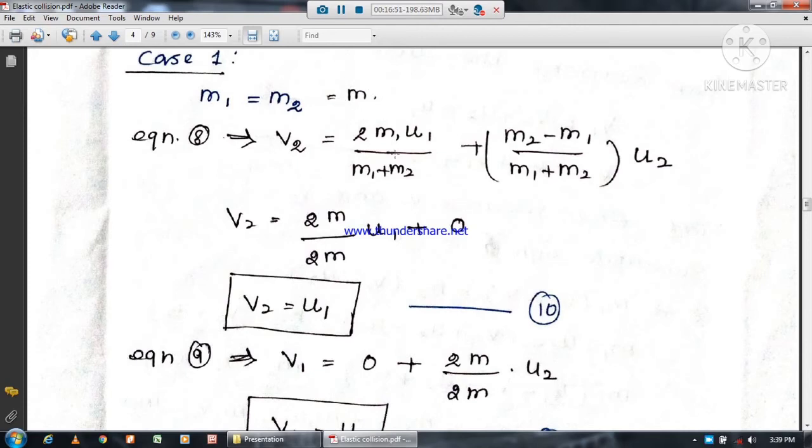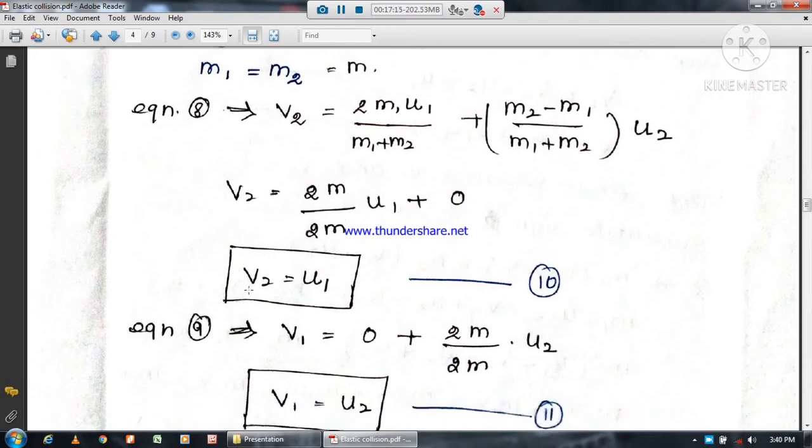So 2 m1, that is 2m, divided by m1 plus m2, that is m plus m, that is 2m, into u1 plus here m2 minus m1, that is m minus m, which is 0. So this term becomes 0. So v2 is equal to, you cancel this 2m, 2m, we get u1. So v2 is equal to u1.